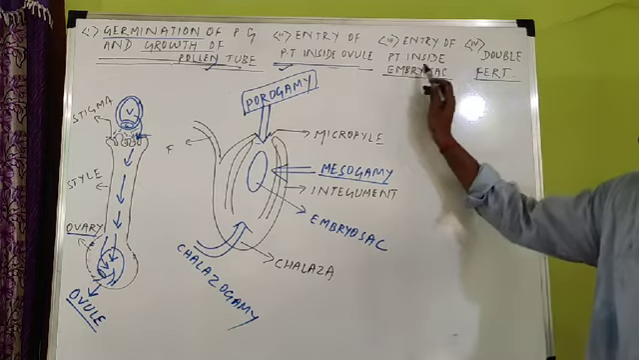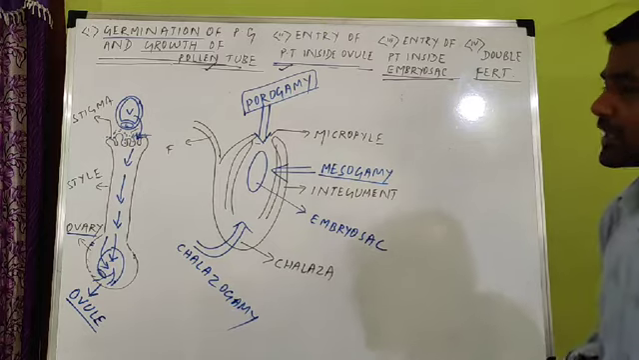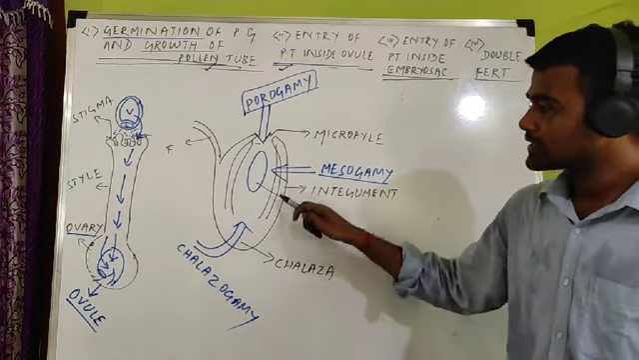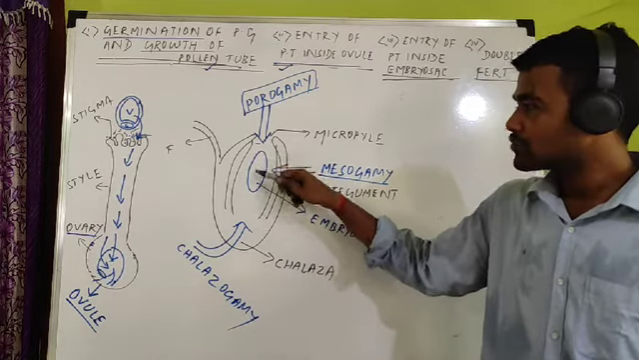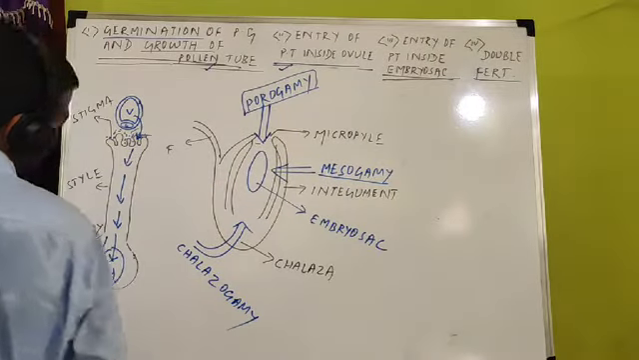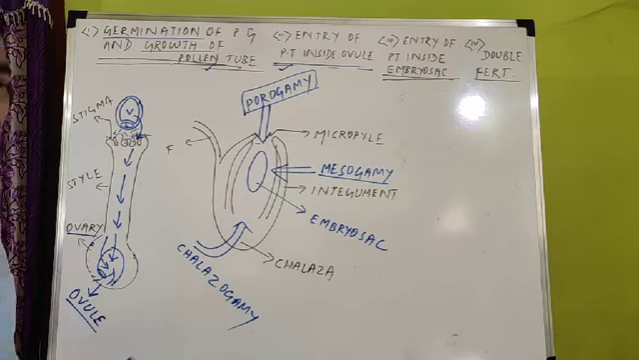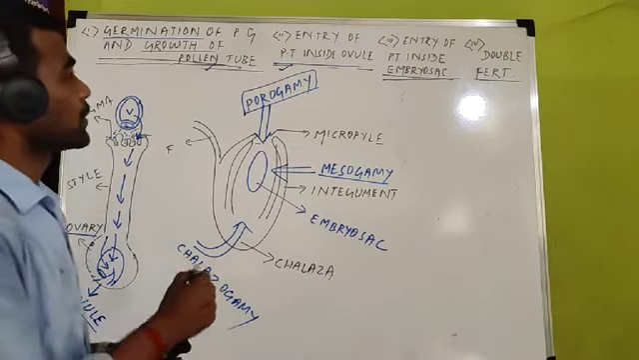Third is entry of pollen tube inside the embryo sac. What is the embryo sac? Already you have discussed the embryo sac. This structure is called the embryo sac. Now after entry inside the ovule, the pollen tube has reached inside the ovule. Now it has to enter inside the embryo sac. It is observed that when the turn of the embryo sac comes, the pollen tube has to enter through only one path. Important things you have to remember.